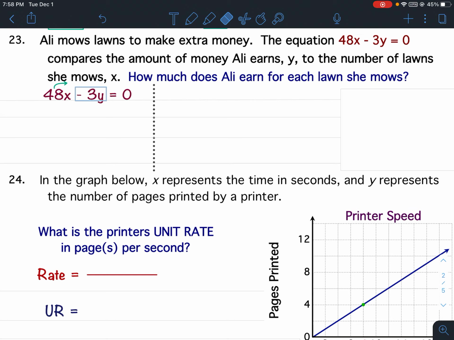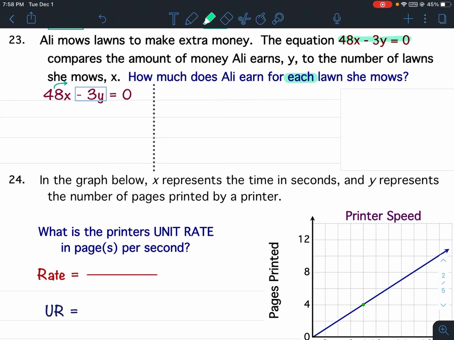Remember, when you see the word each or per, they're asking for the unit rate. See this word each right here? Each or per means we're going to find the unit rate. Well, they're giving us an equation. We don't have a rate to find the unit rate, but they did give us an equation.